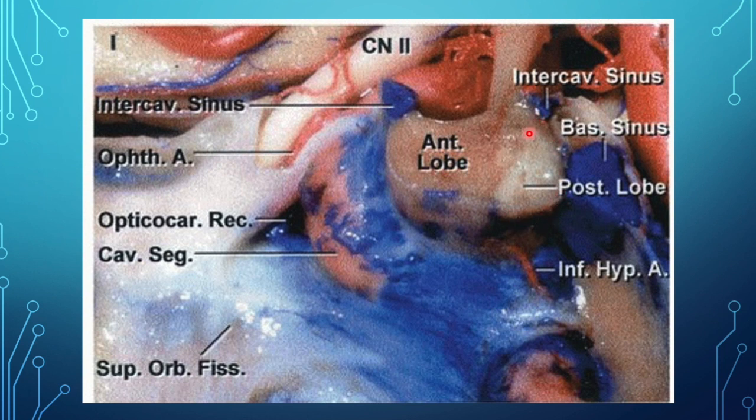Most of the adenomas of the pituitary gland are usually in the anterior lobe, and carcinomas, which are very, very rare, are in the posterior lobe. So almost 90-95% of the cases of pituitary adenoma, whether microadenoma or macroadenoma, are always in the anterior lobe.